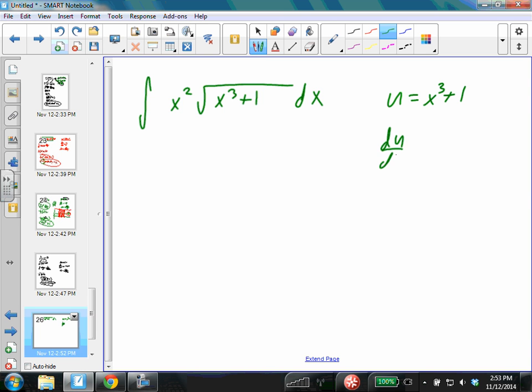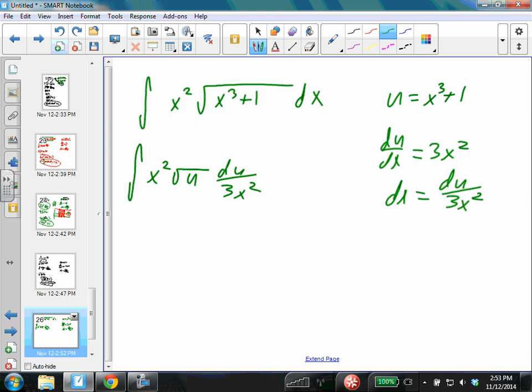So du dx is what? 3x squared. So dx is equal to du over 3x squared. So we have x squared times the square root of u times du over 3x squared. All right, yeah, I'm going to cancel my x squareds. And then the 3 is still there, so I'm going to pull the 3 out as a 1/3 since it was on bottom. And I'm going to go ahead and call this u to the 1/2 power, right? Because the square root is the same thing as a 1/2 power.